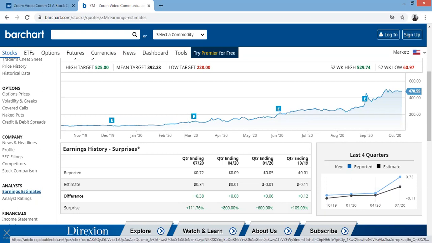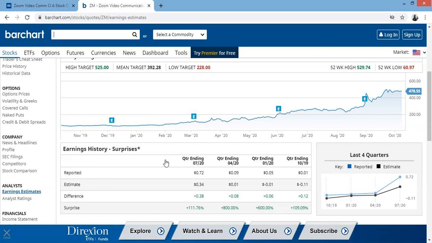The main reason why large institutions and investors invest in stocks is because of earnings. The more a company makes, the more the company is worth, and the more the company is worth, the more the stock price is worth. And what you want to see are the company's earnings going up every quarter.